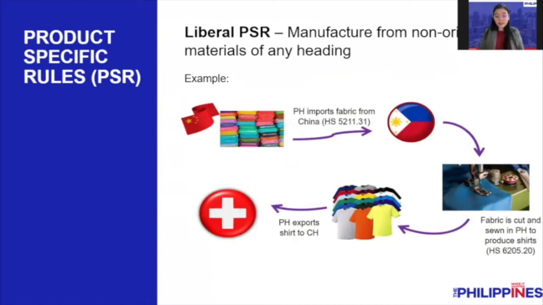The agreement provides for liberal PSRs such that a product may be manufactured from non-originating materials of any heading. For example, a Philippine company imports fabric from China. This fabric is cut and sewn to make garments for export to Switzerland. Since the process cut and sewn goes beyond the minimal operations, the garment is considered to be originating. Note that the rule considers a product originating as long as the processing done is beyond minimal operations.